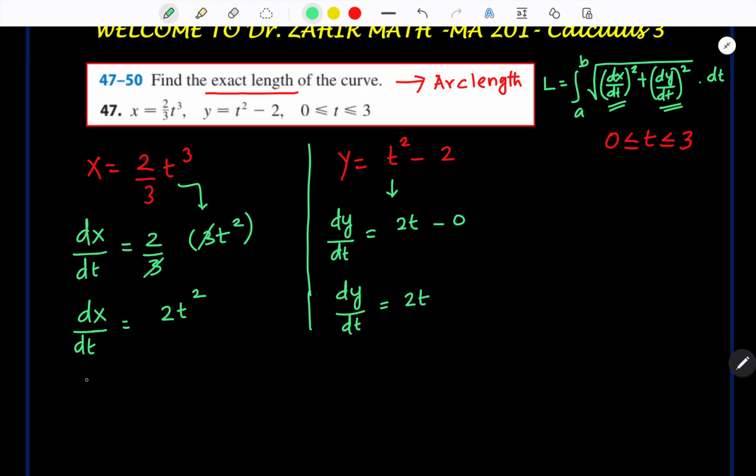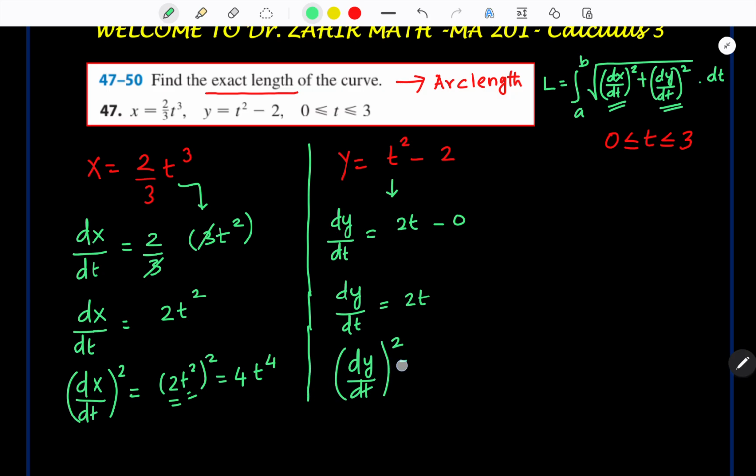So what do we need now? Squares. So (dx/dt)² is equal to (2t squared) squared, which is 2 squared, 4, and t squared squared, t to the power 4. And (dy/dt)² is equal to (2t) squared, which is 2 squared, 4, and t squared. So we are ready with (dx/dt)² and (dy/dt)².